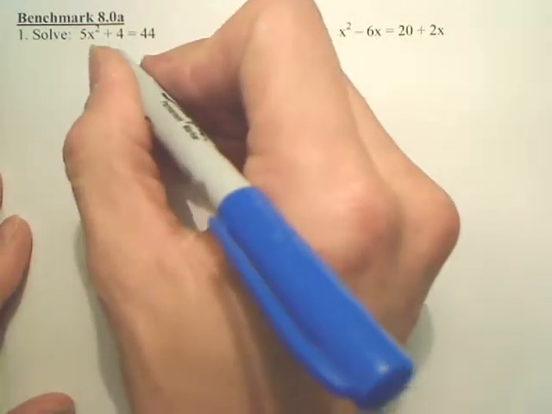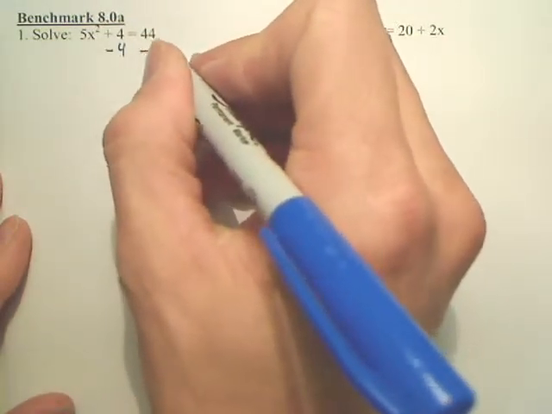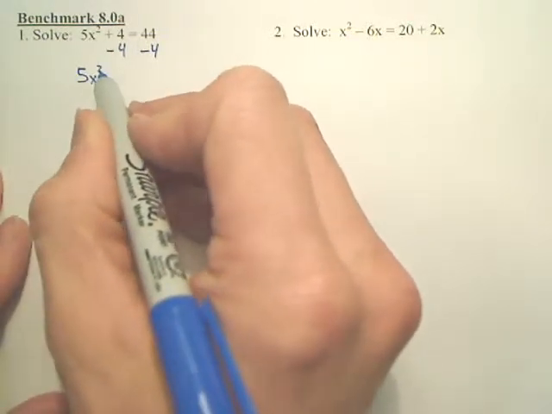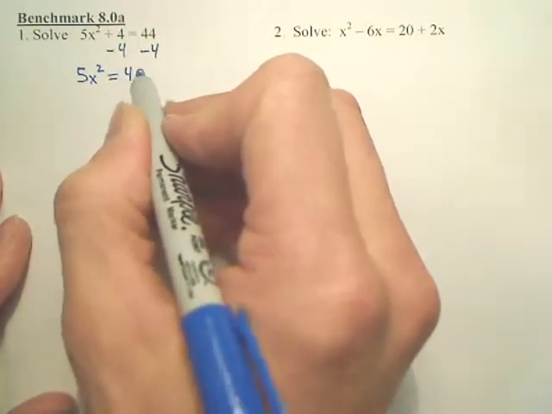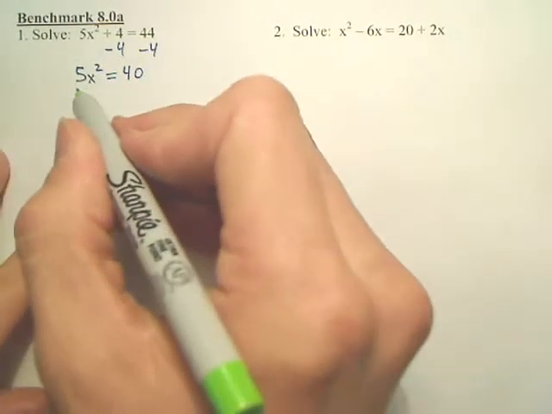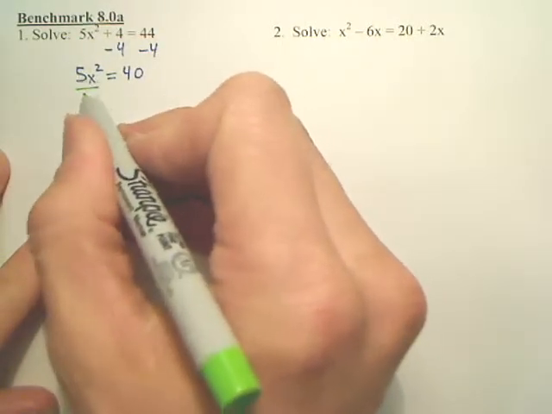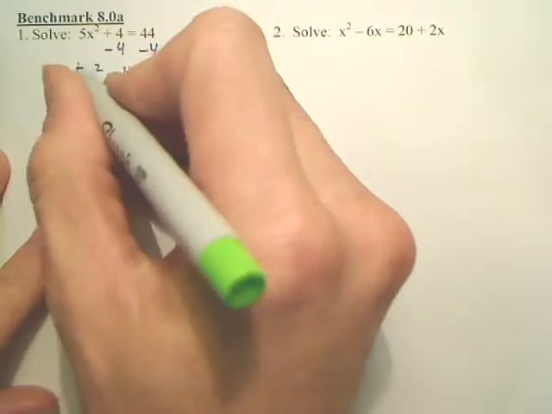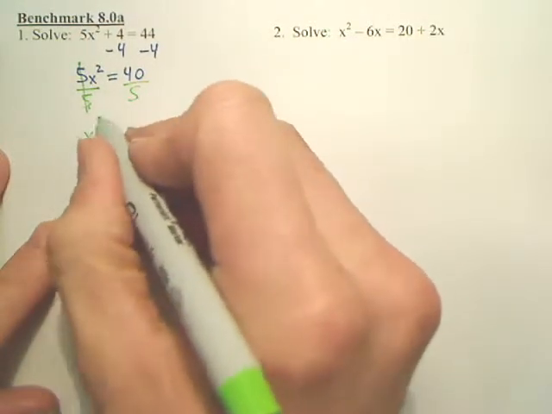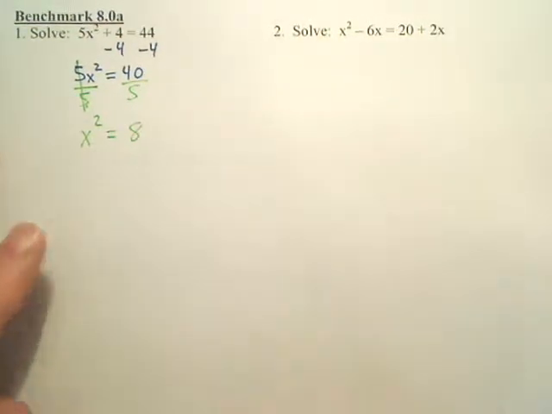So what we're going to do first is minus the 4 over. I now have 5x squared equals 40. Okay. Now, to get the x squared completely by itself, you now have to divide the 5 off. If you divide both sides by 5, you get x squared equals 8.